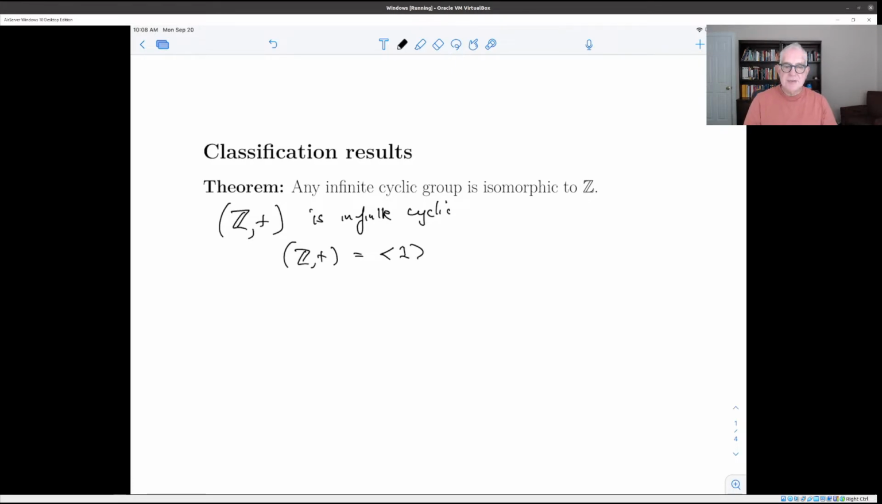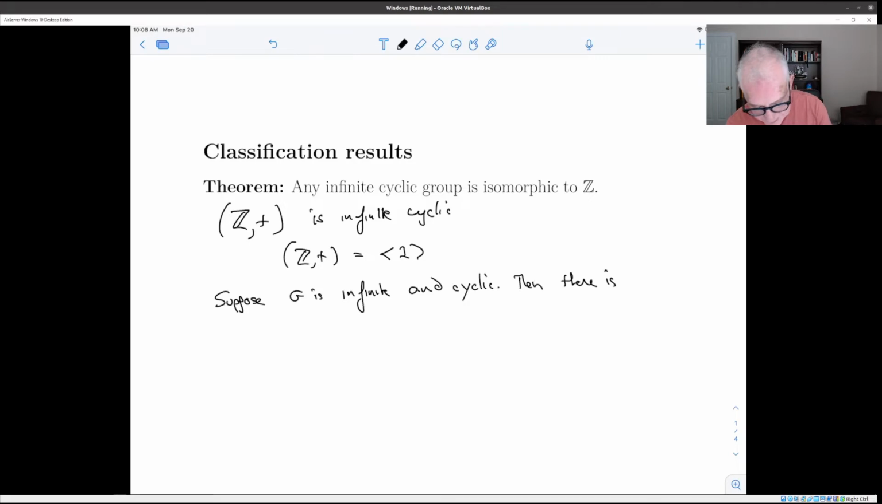And now what we're going to prove is that, another way to state the proposition is, suppose G is infinite and cyclic, then there is an isomorphism F from Z to G. And so how do we prove this? Well, we have to construct this isomorphism.